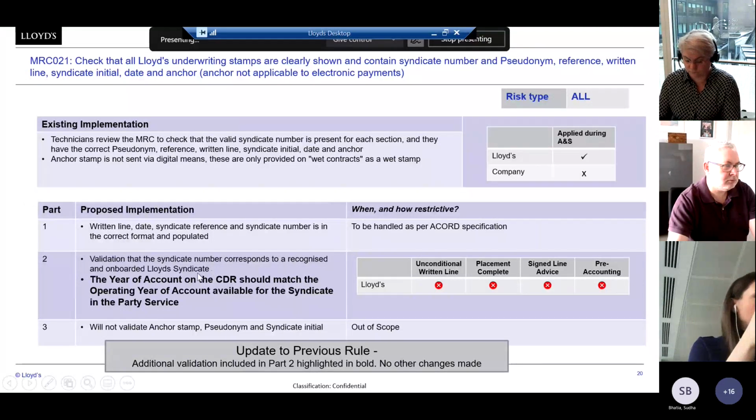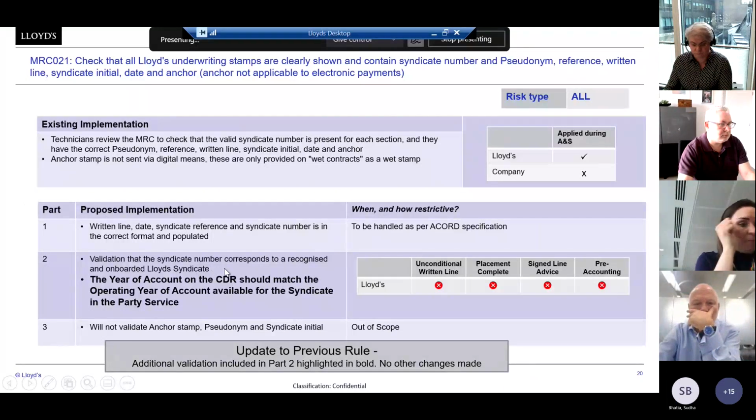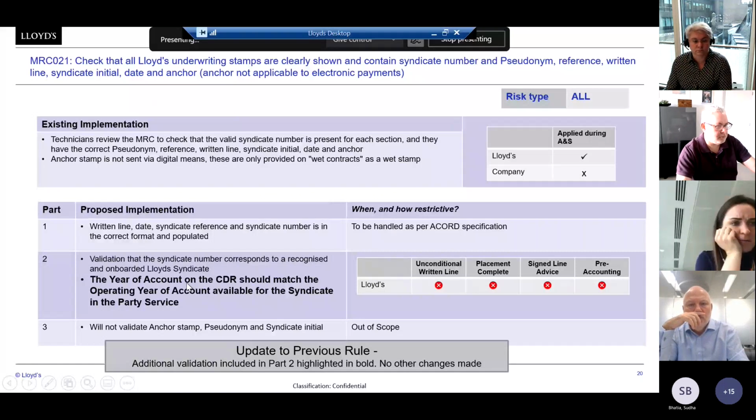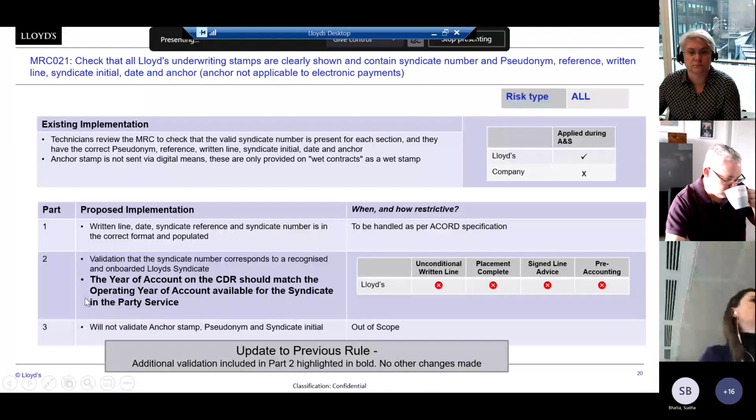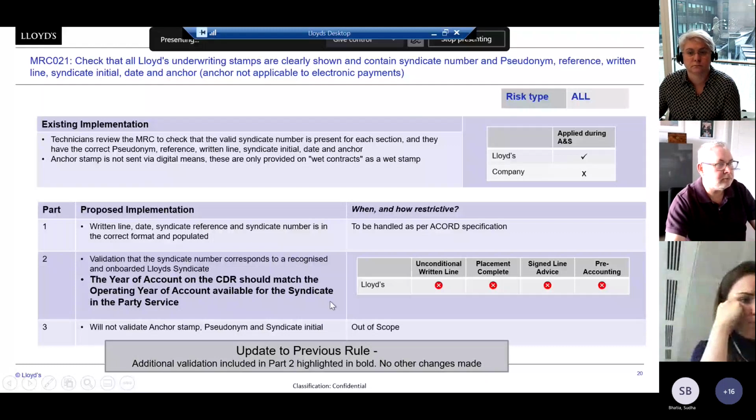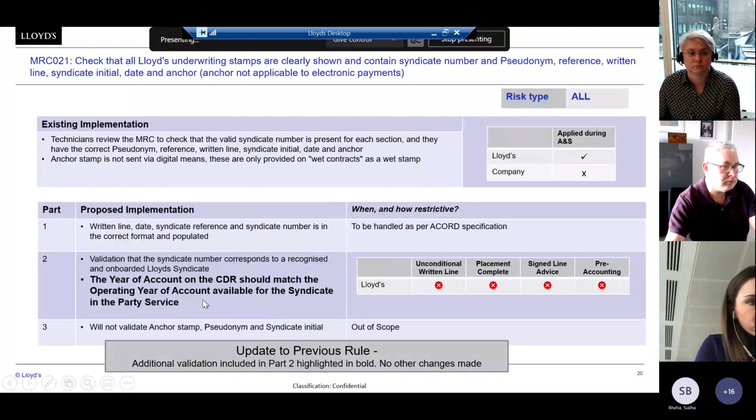One additional thing we found out that the technicians currently do is also validate that the syndicate has the operating year of account available. Whatever year of account is mentioned on the MRC, the syndicate should be valid for that year. These syndicates in the system currently have a year of account from and to date. So our check will be to validate that the CDR year of account is present on the syndicate in the service that we have currently. We are just updating this rule to have one more check for the syndicates.